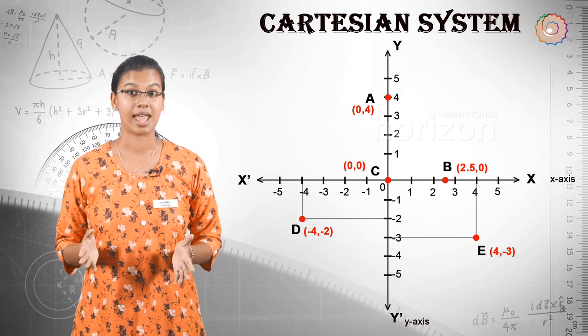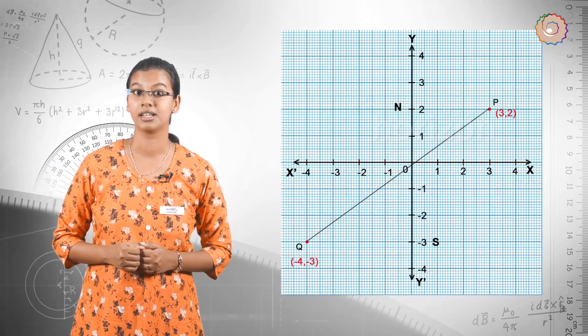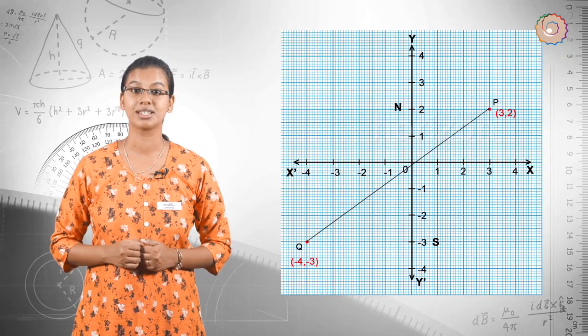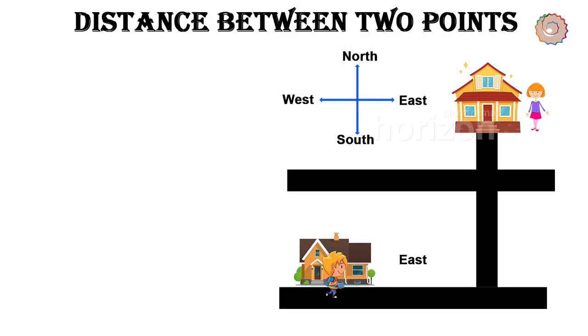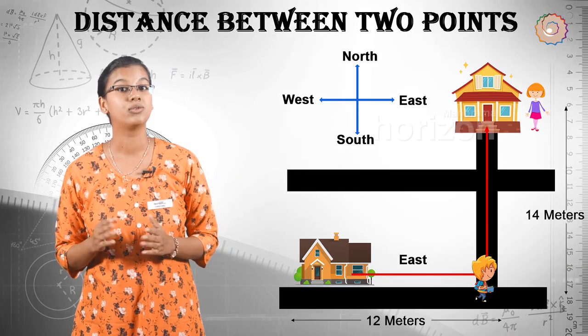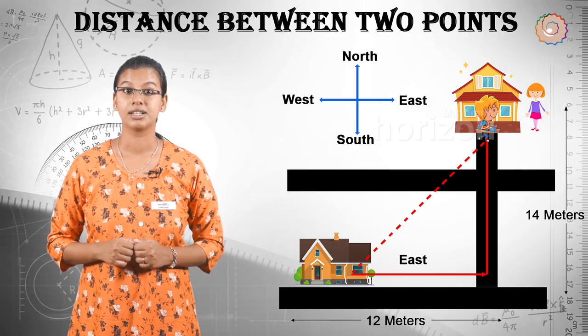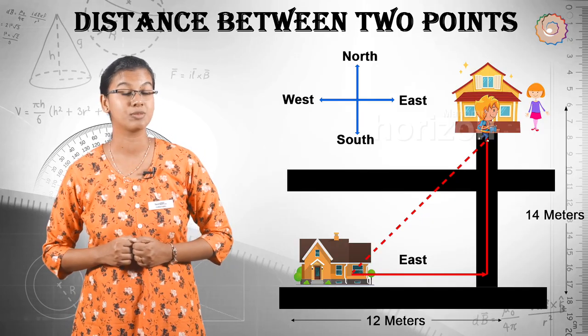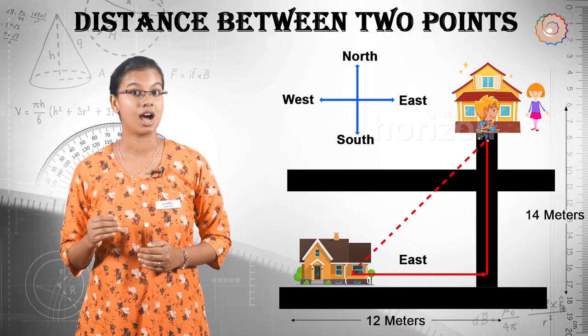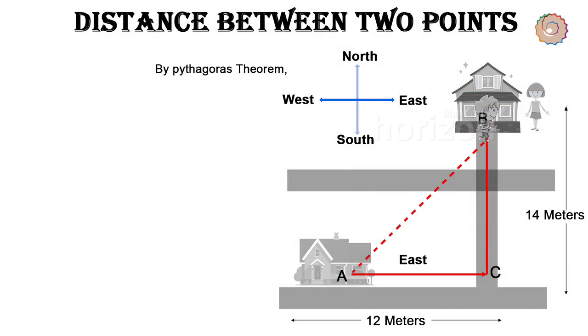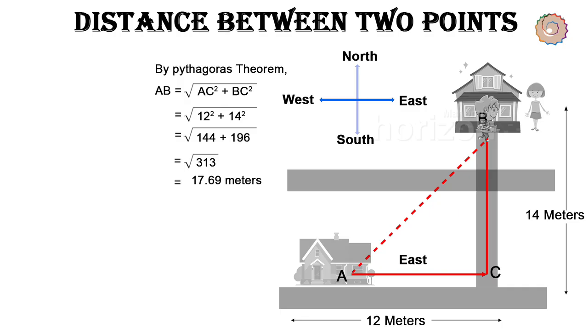Now that we have understood locating points in the Cartesian plane, what about finding the distance between these points? Let's check it out. Suppose to go to your friend's house, you need to walk 12 meters to the east and then 14 meters to the north. But can you say what is the shortest distance between the two houses? Considering the houses as points A and B respectively, by Pythagoras theorem, the length AB will be root of AC square plus BC square, which is root of 12 square plus 14 square, that is 17.69 meters.